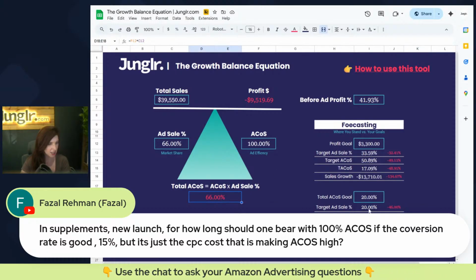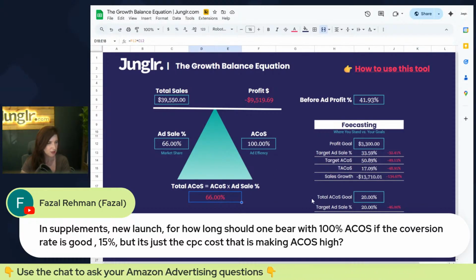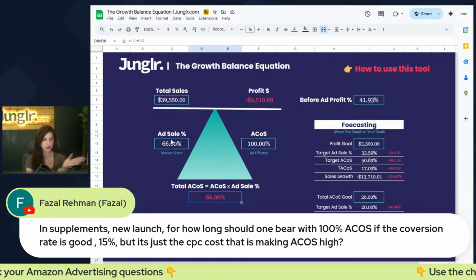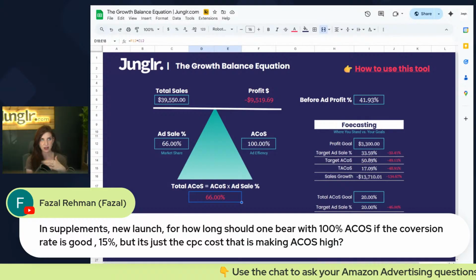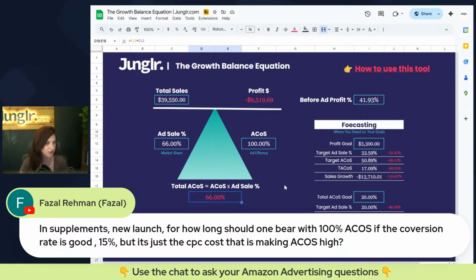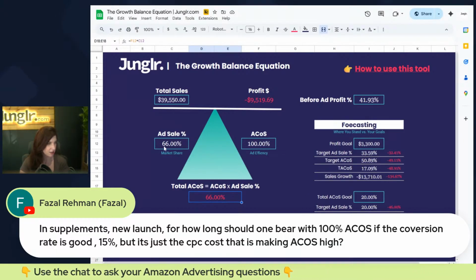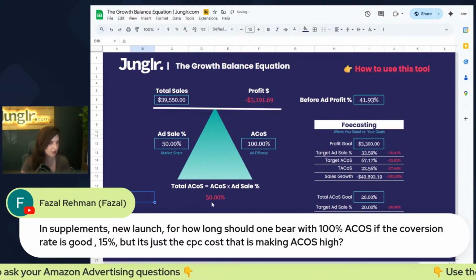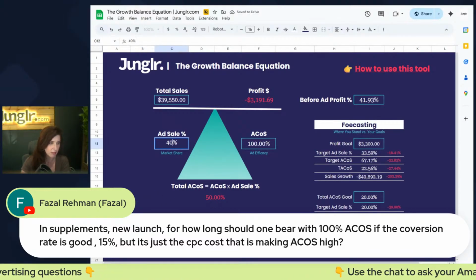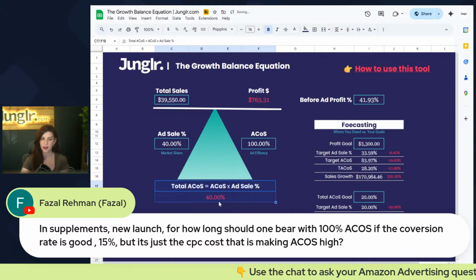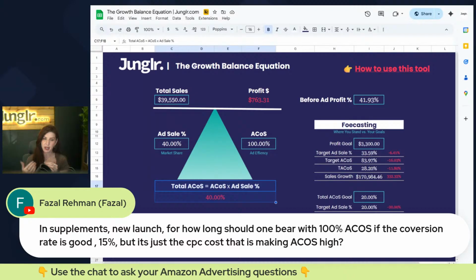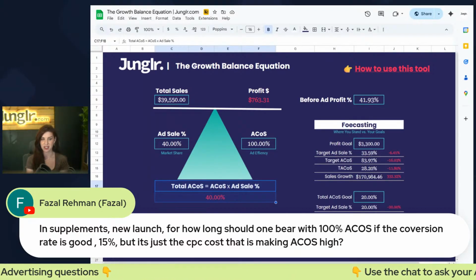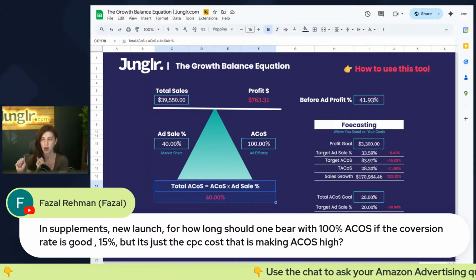If I can get 50% of my total sales coming from advertising, then that's going to put me at a 50% ACoS. So I need to have even more of my total sales coming from organic, and then you can lower the total ACoS. So that's really the game you're playing: how do I balance how competitive my advertising needs to be with the cost of acquisition.